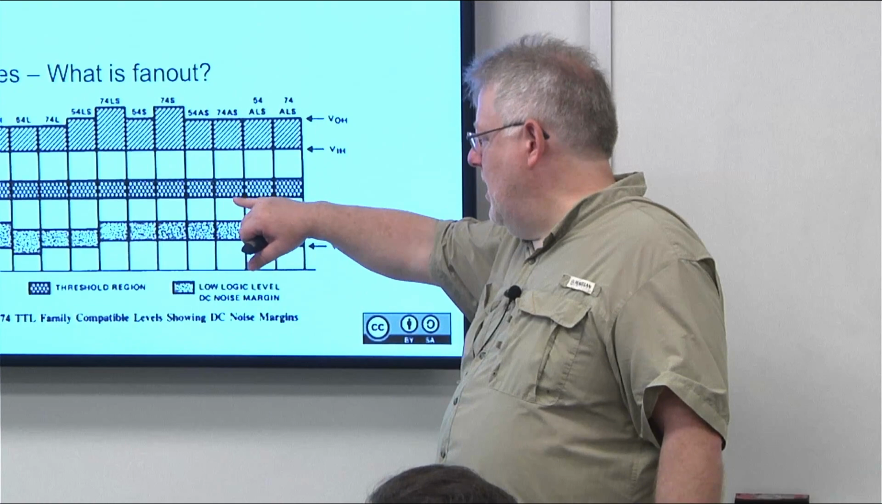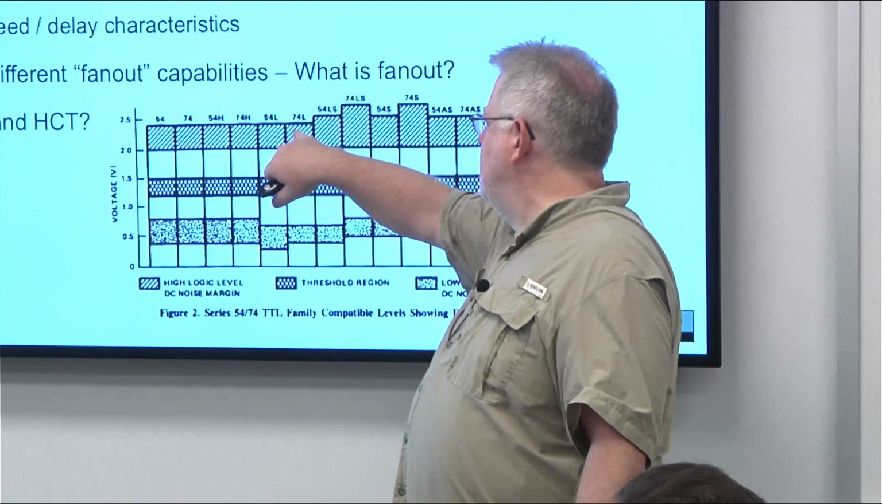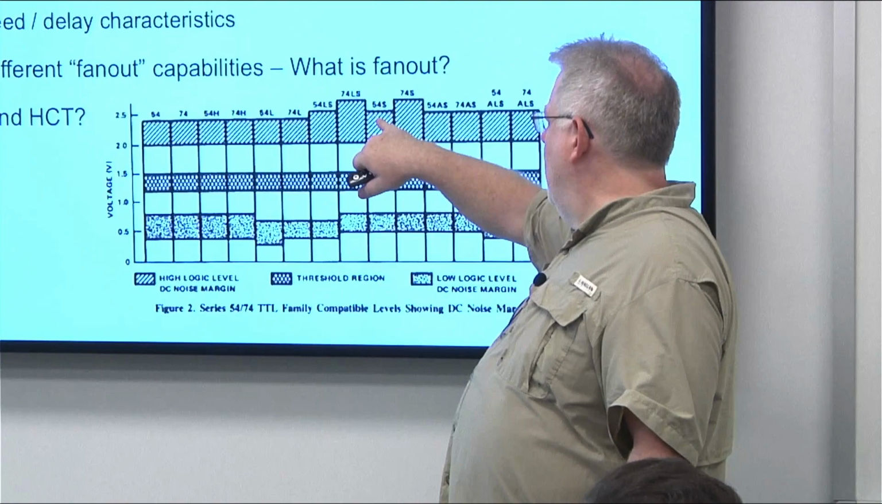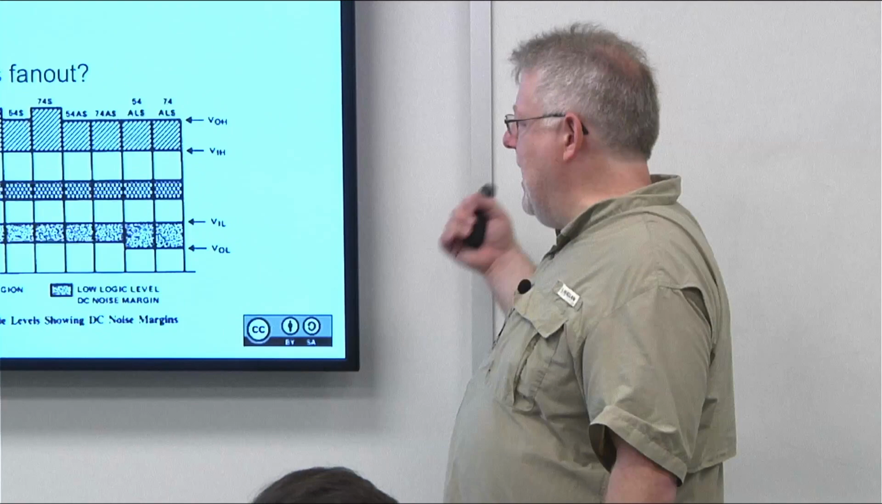Now, that's not really the biggest difference on this. The biggest difference is going to be speed and delay. Some of the things are actually faster. So you've got 54H, H for high speed. You've got low power Schottky, low power. Over here we have Schottky, which is high speed, advanced Schottky, advanced low power Schottky. It's going to be really fast as well. 74F is considered 74 fast.